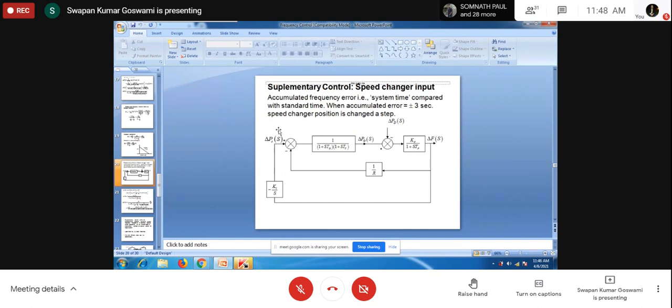Through the speed changer, another control input is necessary, and that control is called the supplementary control, or sometimes the secondary control, because the inner loop represents the primary control and the outer loop is called the secondary or supplementary, additional control. The inner loop is faster because it is done by the speed governor itself, but the outer loop requires some external action, which is somewhat time consuming. So the outer supplementary control loop is slower with respect to the primary control.